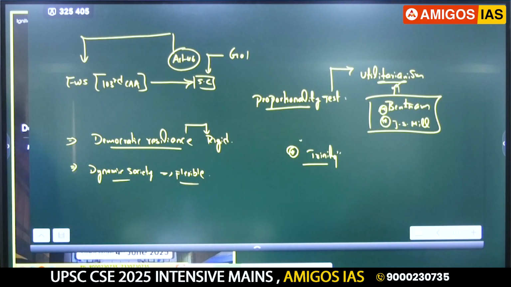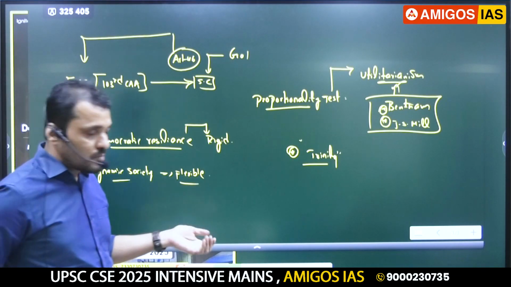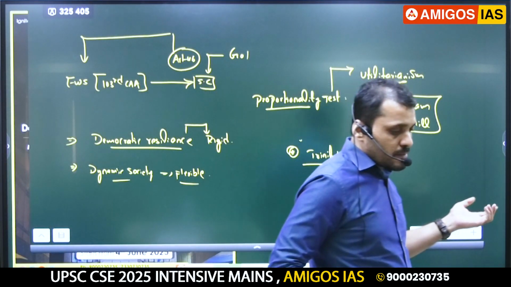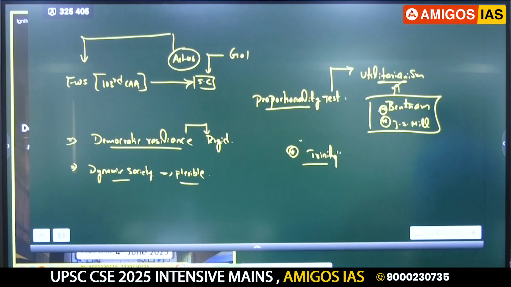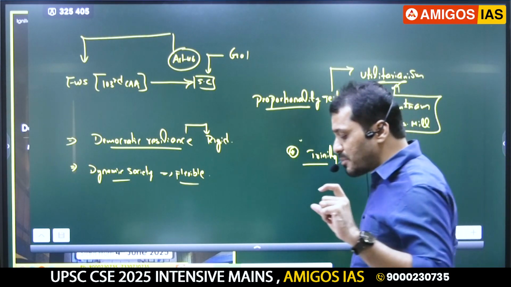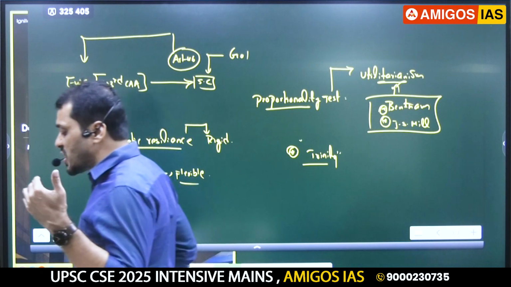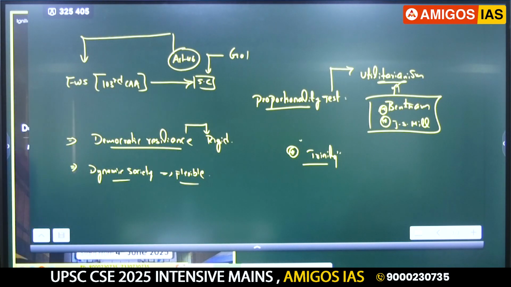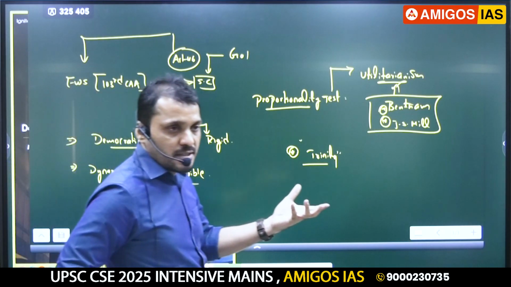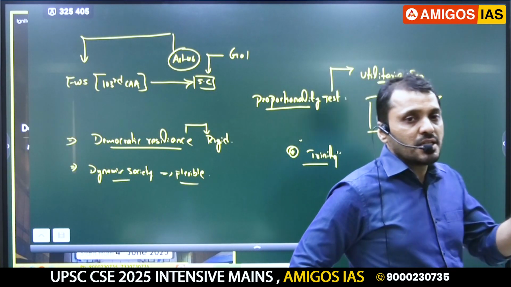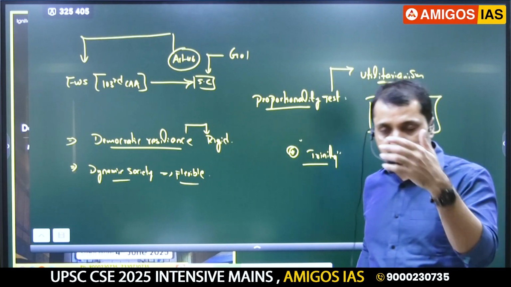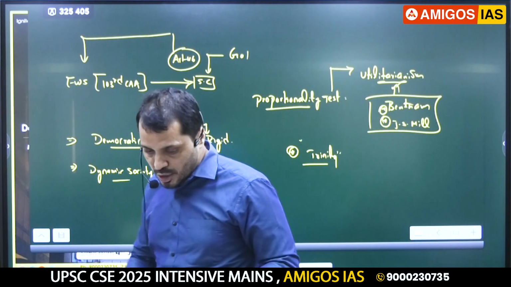Try to use these words quite often, that is, core value or Trinity, or in a diversified society. Especially when you are writing about fundamental rights, especially if the fundamental right is promoting social justice or economic justice, there you can use the phrase: after independence, in a stratified society, in a diverse society, these rights were included to promote social justice or economic justice. It is all up to your innovation.